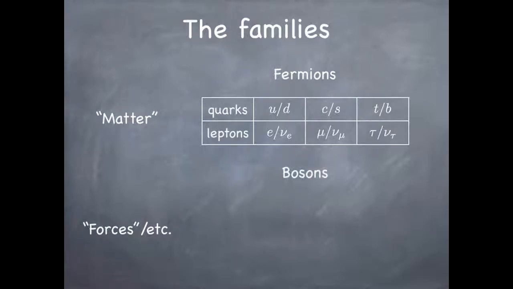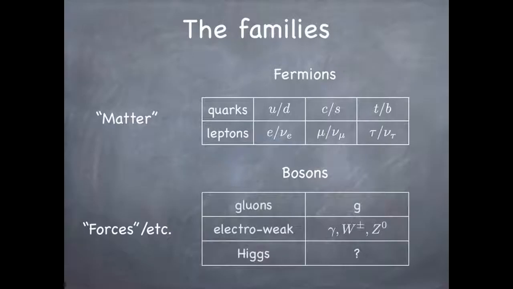And then there are the bosons. The bosons generally play the role of the force carriers that act between the fermions. I say generally because there are exceptions to that, but we've got the gluons. The gluons, it turns out, carry the color force. In other words, quarks have a color charge, and the gluons are the ones that the quarks exchange with one another in order to interact via the color force.